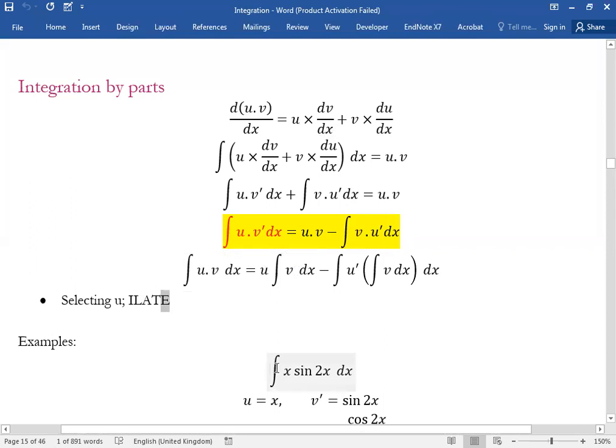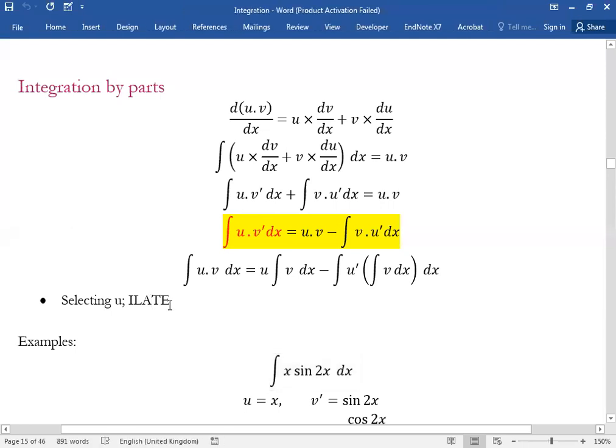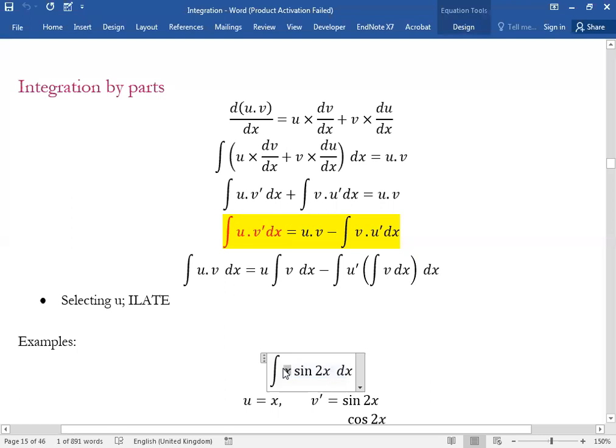E to the power of x, ये एक फंक्शन है। किसको u लेना चाहिए था, पहले ये बात देखो जरा। Why? तो A is algebra, A is algebra, yes. x will be taken as u and sine 2x will be taken as v dash.